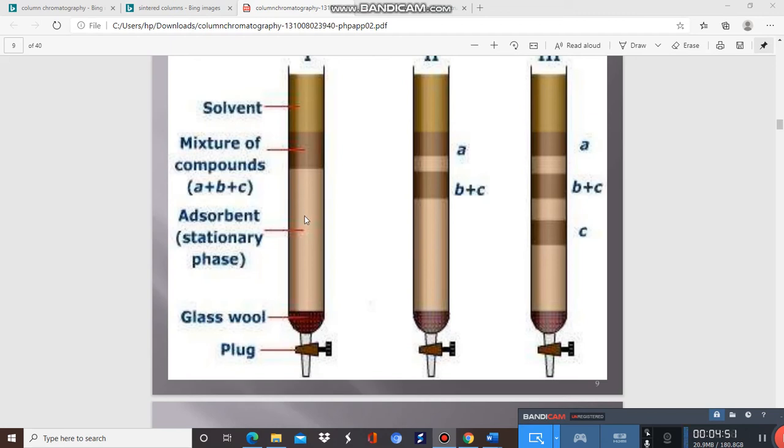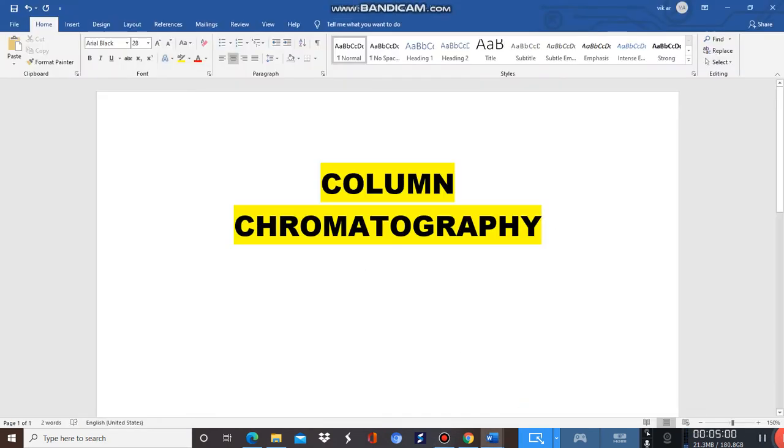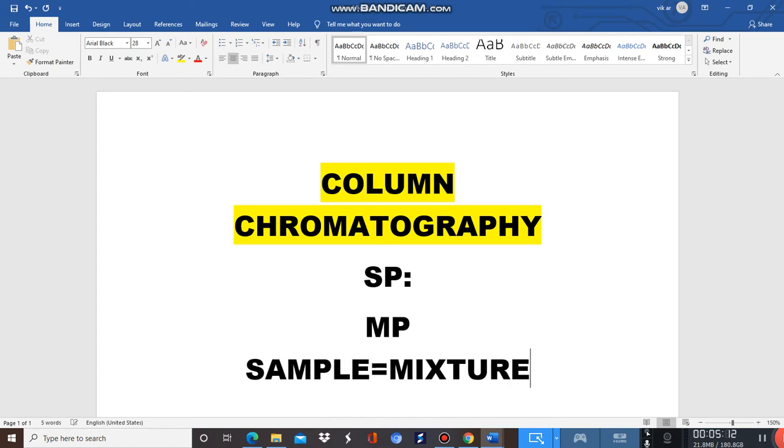So above this is the stationary phase, and this is the mixture, and there you will put a solvent. So for doing column chromatography, the most important thing, first of all, you need a stationary phase, then you need a mobile phase, then of course you need a sample. That is here always a mixture.